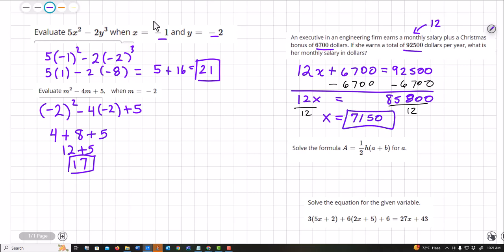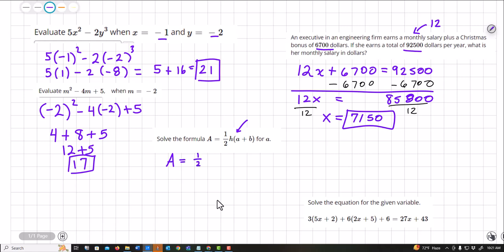All right, now this next one here says solve the formula for little a. I'm going to put it right here because I think I'm going to need some more room. And so I'm solving for this little a. So I have A equals 1/2 h, a plus b. Well, I think the first easy thing to do is multiply both sides by 2, and you might say why? Well, that will cancel this 1/2. So I end up with 2A equals h times a plus b.